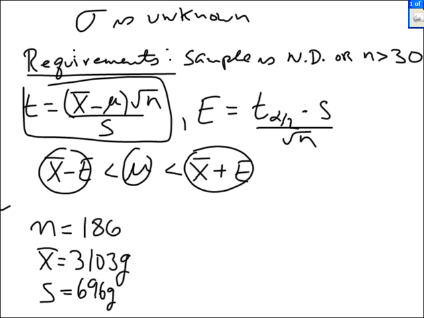Now you want to construct a 95% confidence interval. You want a 95% confidence interval estimate of the mean weight for all newborns. You want to construct a 95% confidence interval estimate for the mean weight of all newborn babies.